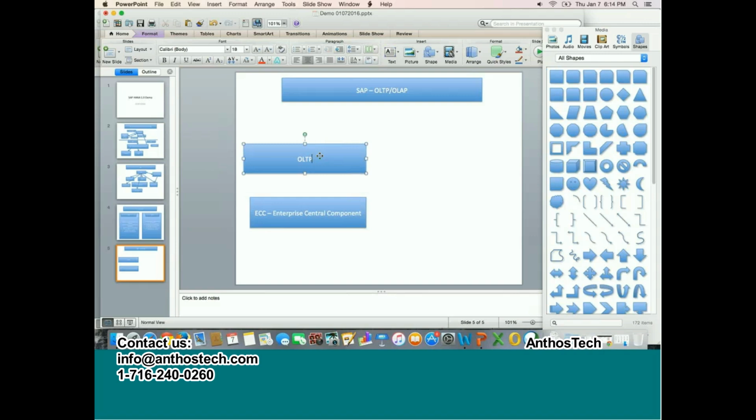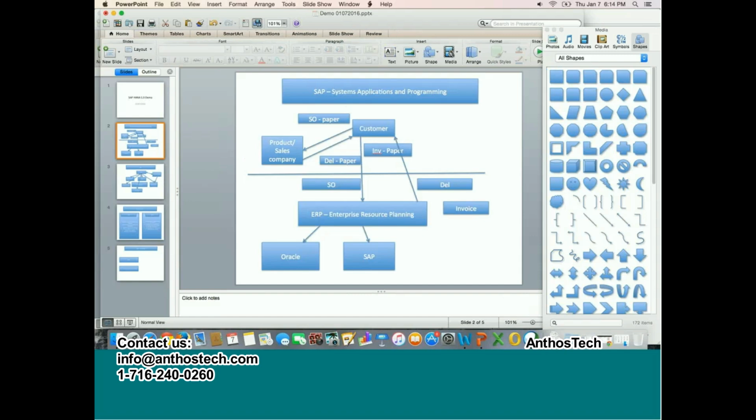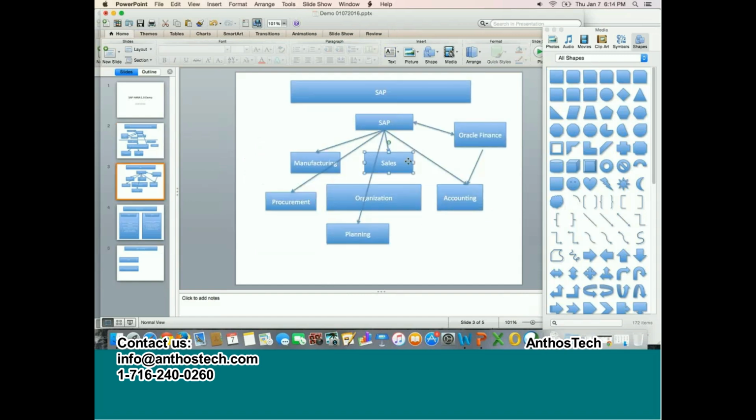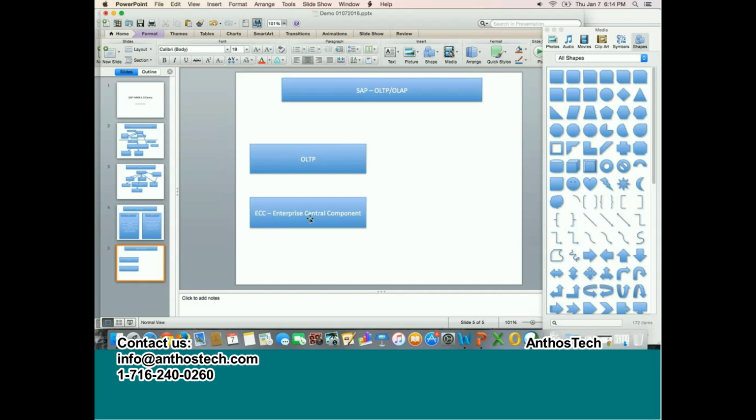All the transactions, the majority of the modules that I mentioned, for example sales, finance, accounting, procurement, manufacturing, all these functional areas or function modules, are implemented here. It is the transaction system. So what is the OLAP system?